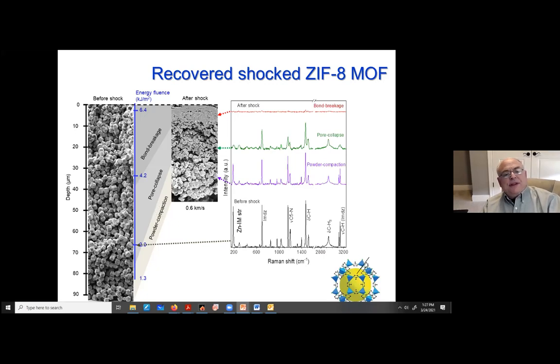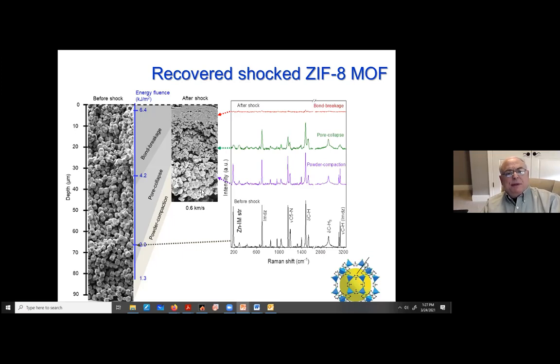Now if you look in this lightly damaged zone, the spectrum is just no different. I do see some very slight increases in the line width, but basically the unit cell and the molecular structure are unchanged, but the powder itself is crushed and compacted.